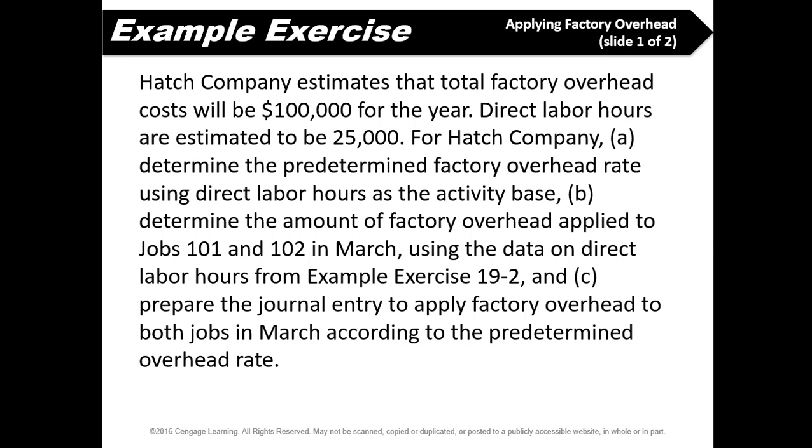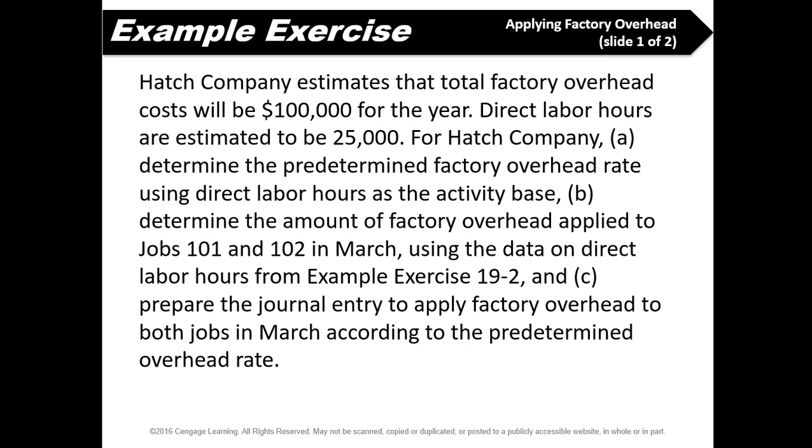All right, it is example exercise 17.2, and I will tell you right now, job 101 has 800 hours. Job 102 has 600 hours. So 101 has 800 hours, 102 has 600 hours. And then once you have calculated how you're going to allocate, what is the journal entry?